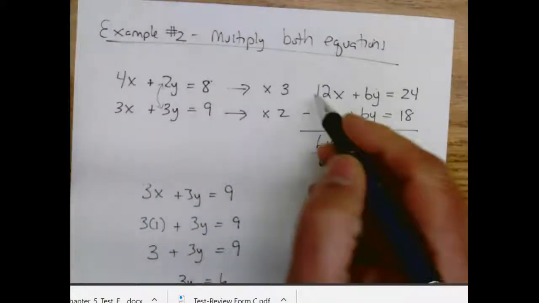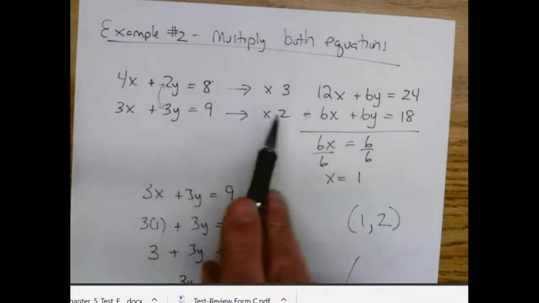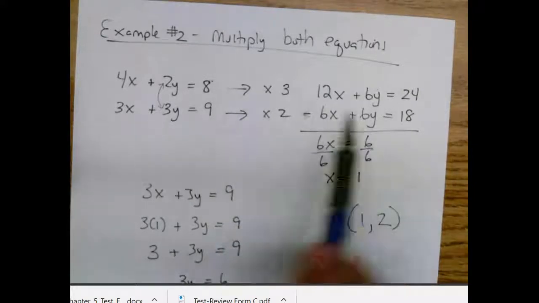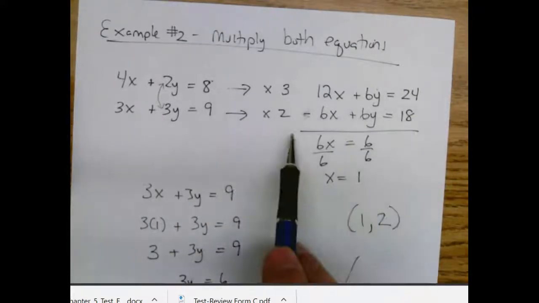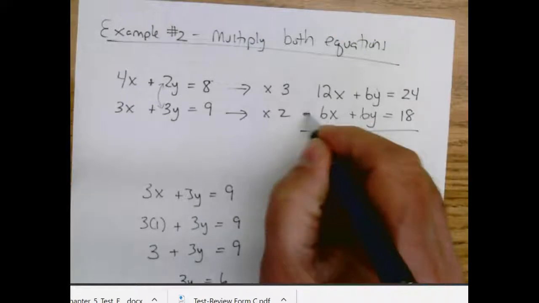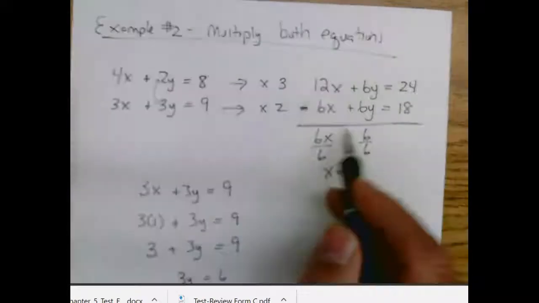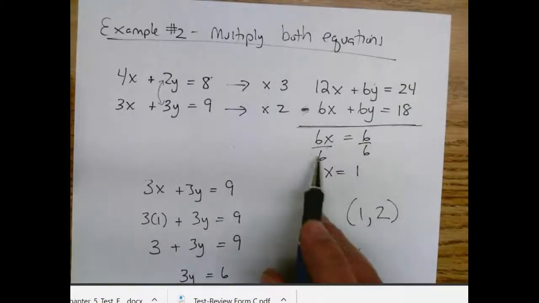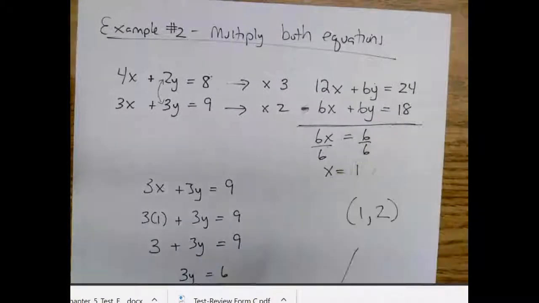Don't worry about this yet. We're going to add that in. But 2 times 3x is 6x, and then we're going to get 2 times 3y is 6y, and then 2 times 9 is 18. And then we're going to subtract them, so that's where this came from. So we put that. We're going to end up with 6x. These cancel, and then we get 6. Divide both sides by 6. x is equal to 1.